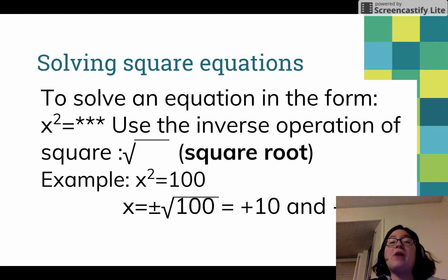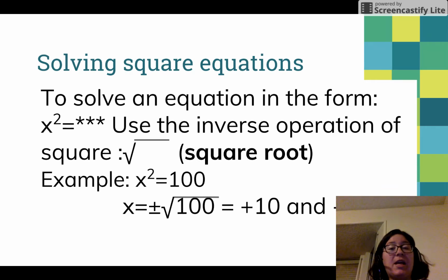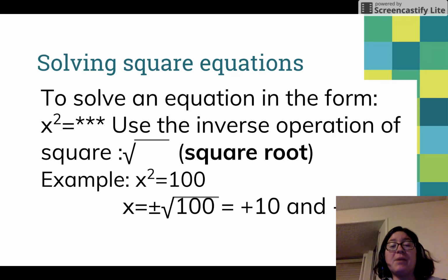So to solve the problem x squared equals 100, I'm going to take the square root of both sides. The square root of x squared is just x. And remember, there are two square roots, a positive and negative. So I added this little plus minus symbol in front of the square root of 100. My answers are positive 10 and negative 10.